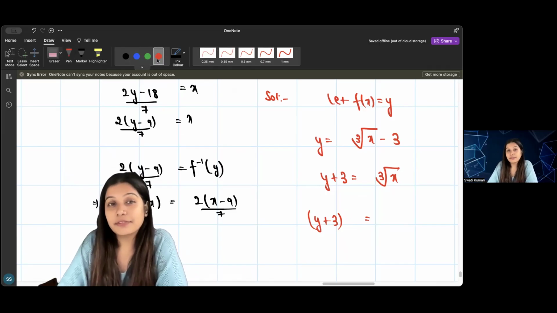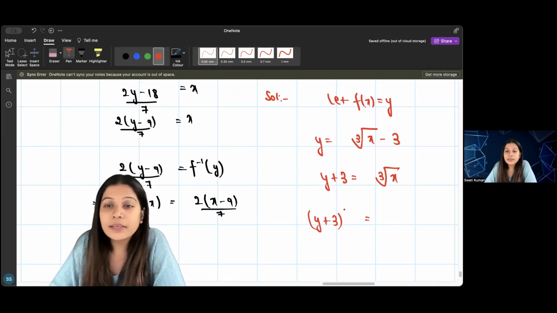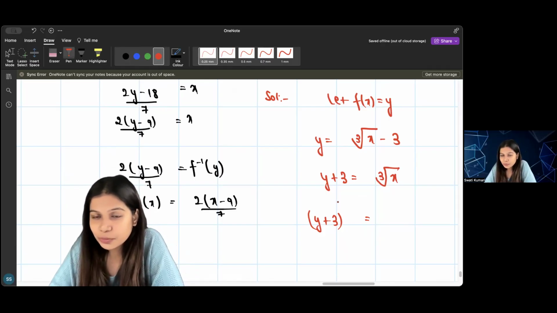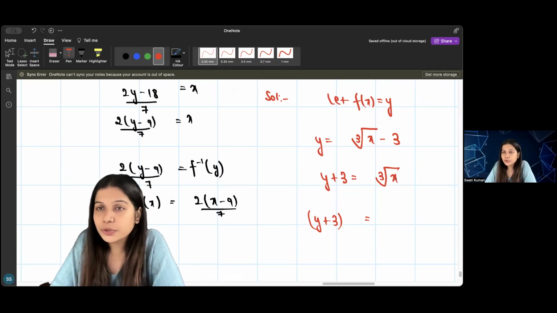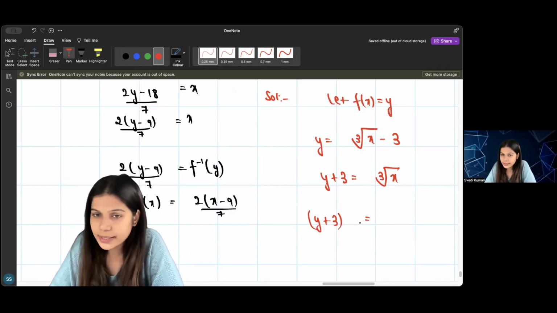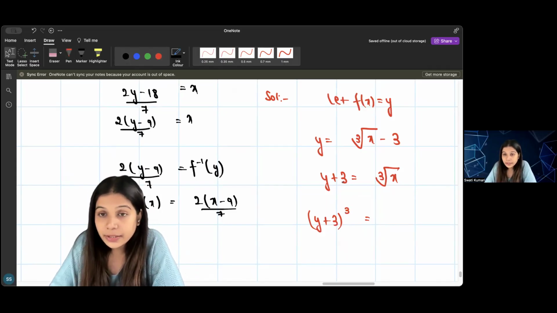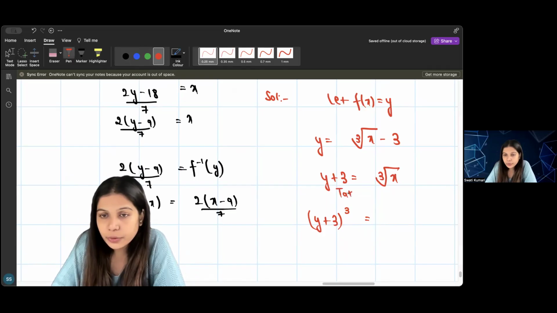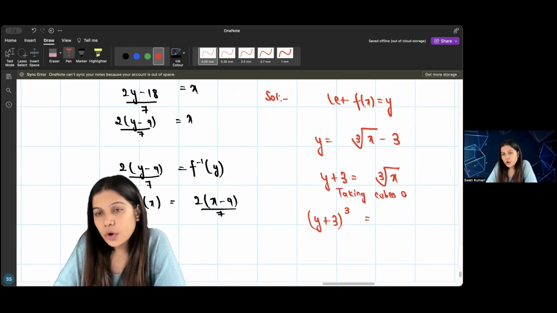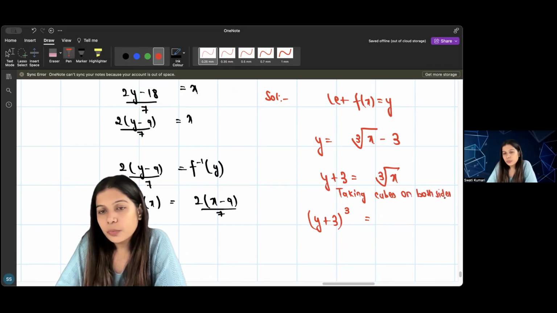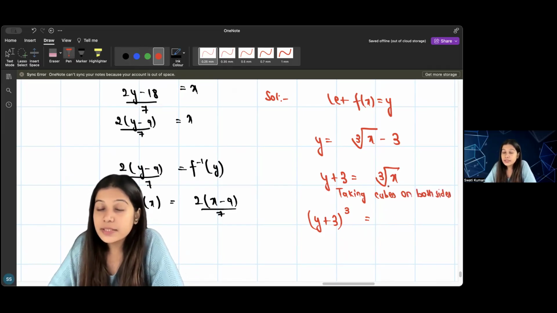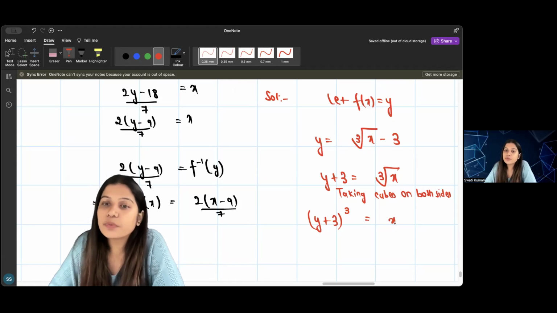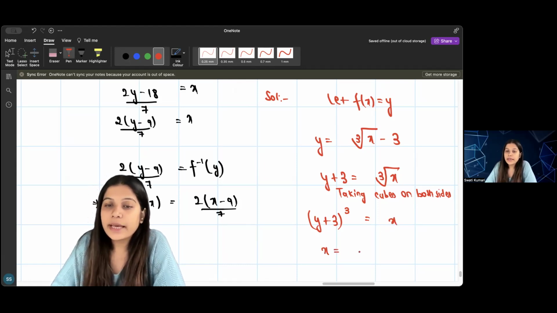There is, of course, a difference, right? Here I have to take the cube. I can't take the cubic root because this is already the cubic root. So if I take the cubic root, it will not get cancelled. So I'll do taking cube on both the sides. If you want, you can add that line as well. Taking cubes on both sides, it is going to be y plus 3 to the power 3. And this cubic root and cube will get cancelled. So we're getting x. So we have got x equals y plus 3 to the power 3.